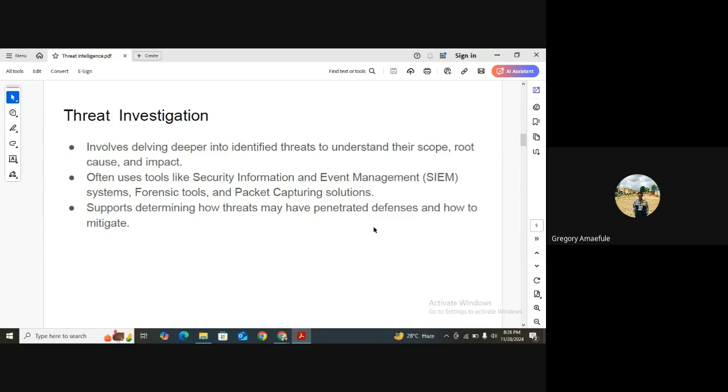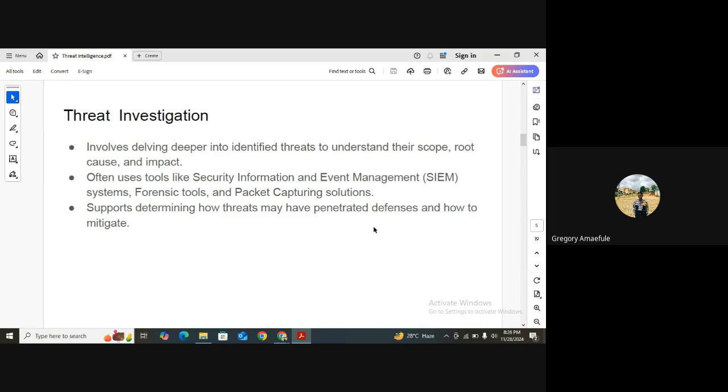You're trying to understand the root cause. How did this threat become successful? Then you're trying to understand the impact. How much damage has this threat caused to a company? You're also trying to understand if this incident still poses a threat to you. So that's basically what happens during threat investigation. It's good that as a SOC analyst, you understand this process and you're able to carry it out.